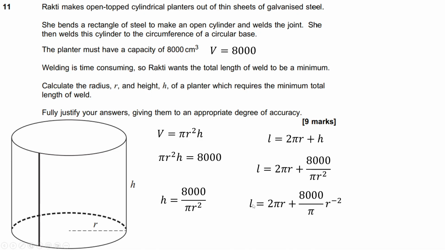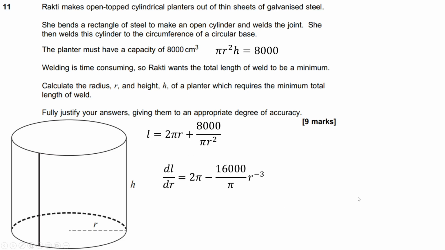Now if we want this to be a minimum, one way that we can do that is to differentiate it, then we can solve for the minimum point. So differentiate this with respect to r. There's 2 pi minus 16,000 pi r to the minus 3. Set it equal to 0, because for it to be a minimum point, it must be a stationary point. So set that equal to 0 to get this. I brought this to the other side like that, and I've also multiplied by r cubed on both sides to bring that there.